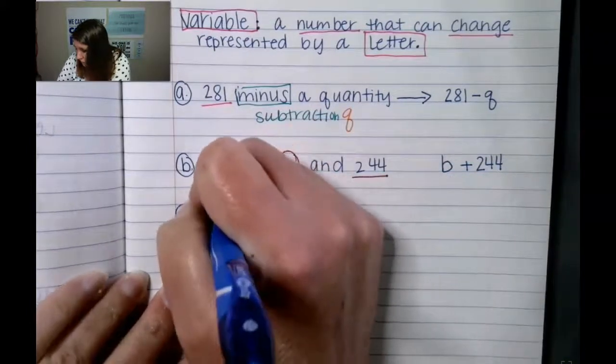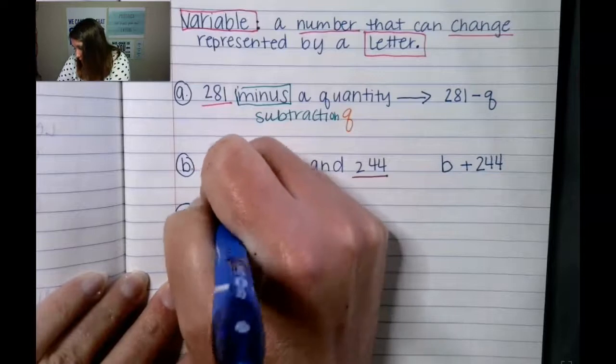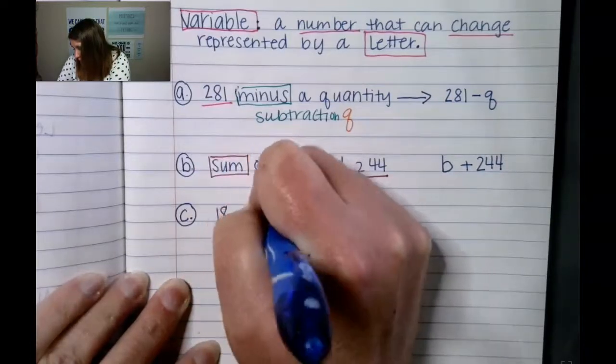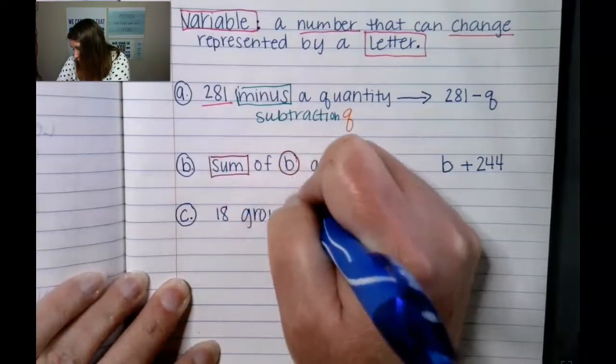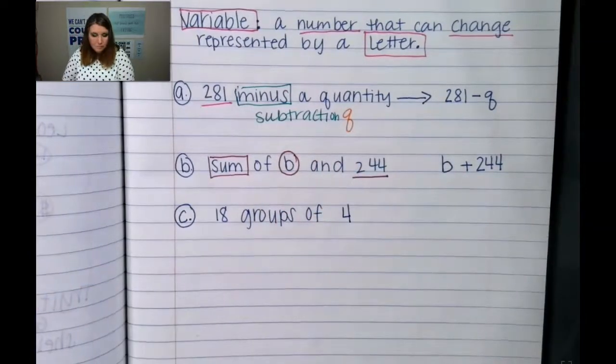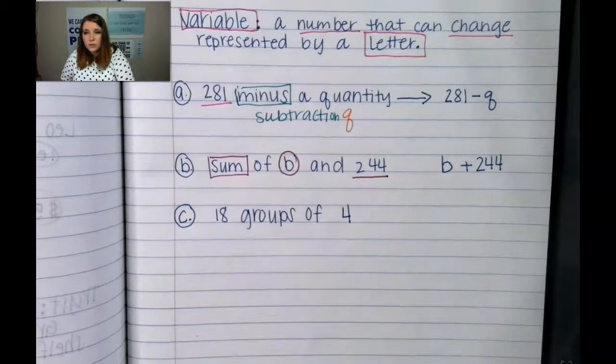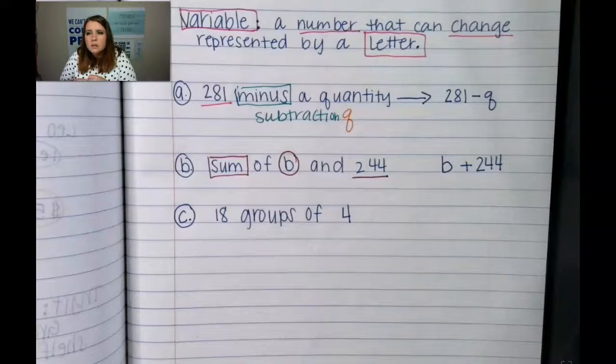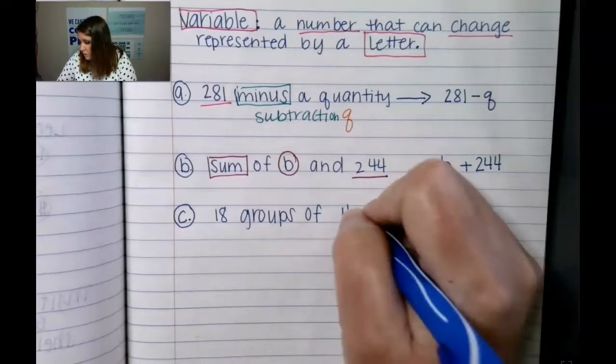Let's do 18 groups of 4. 18 groups of 4. Oh, I didn't. How about this? I did a numerical expression.